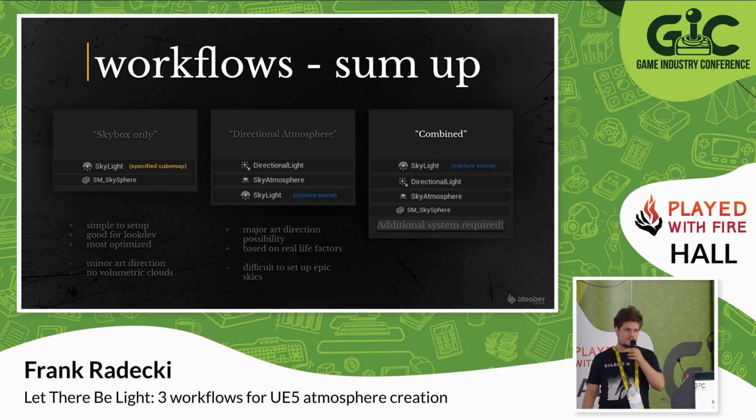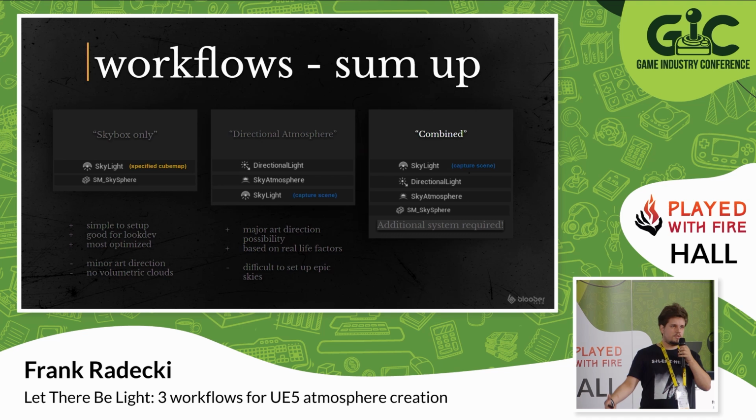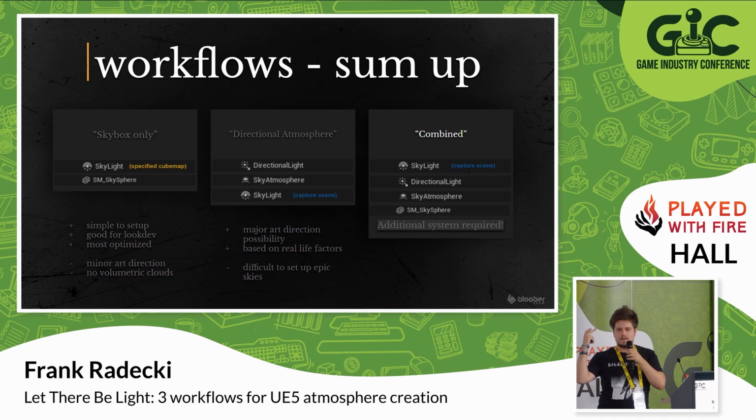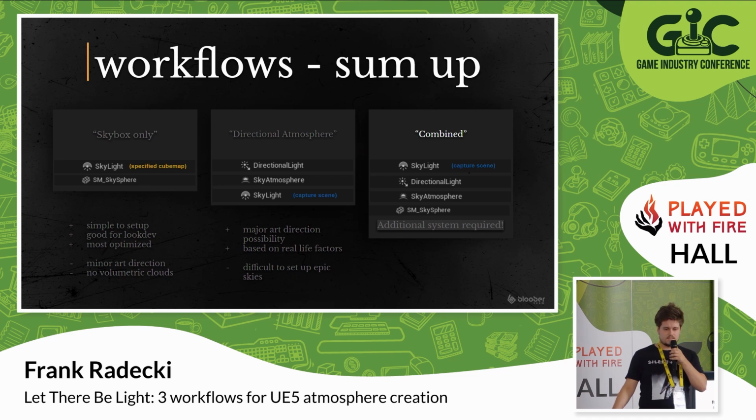The Skybox-only, of course, is the cheapest one, but the minus is that it's really hard to art direct. The directional atmosphere, as I call it, is difficult to set up an epic sky. Your lighting looks really cool, but if you're not using volumetric clouds, your sky is empty. It's just one color that you generate by sky atmosphere. Combined is the heaviest one, and it requires additional systems, but it gives you the highest art direction.